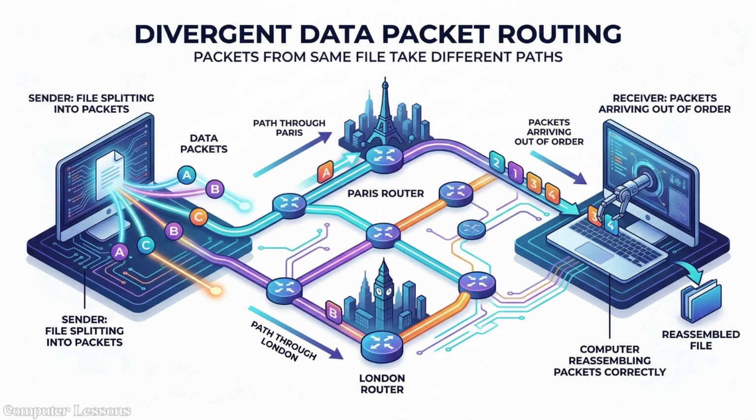Interestingly, packets from the same file might take different routes. Packet A might travel through Paris, while Packet B travels through London. They arrive out of order, and it is the receiving computer's job to reassemble them correctly.